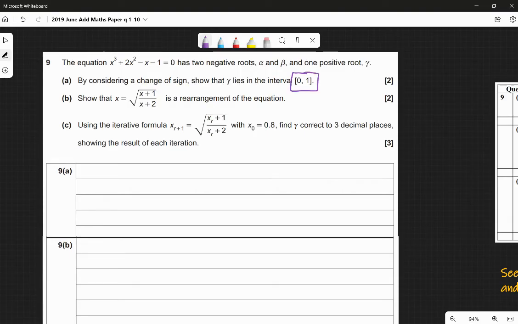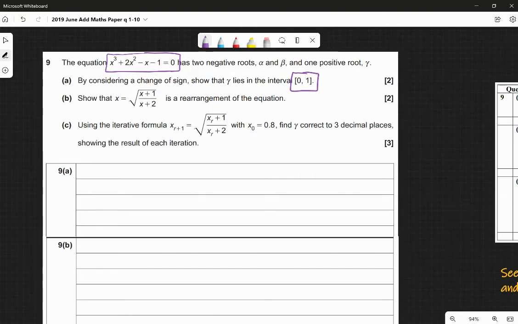This symbol there with the square brackets means between 0 and 1. Okay, so x is between 0 and 1. So the value of gamma lies in that interval. By considering a change of sign, here we need to show that if I substitute some value between 0 and 1 into that cubic, it will solve that cubic. But we don't know what value between 0 and 1.